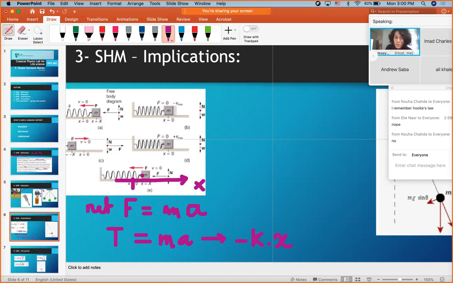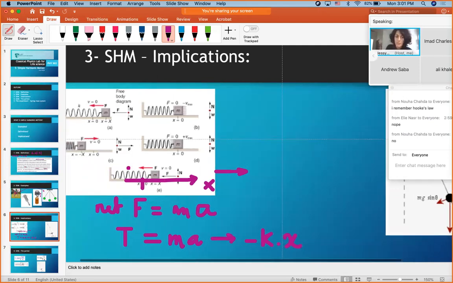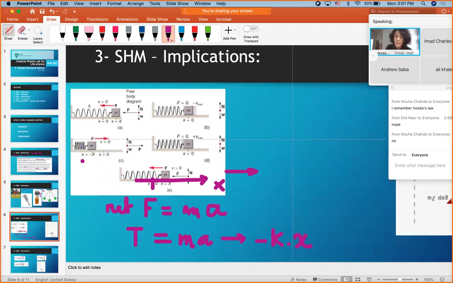So which means if I take this to be my 0, and this is my x-axis, when my position is positive, the tension is negative. So if the spring is elongated in this direction, meaning the position is positive, the tension is in the opposite direction. So when you stretch the spring, tension is to the left. In this case, when you compress the spring and position is negative, tension is going to be positive. So I'm going to replace T by negative Kx equal to MA, and this will give you directly the fact that acceleration and position are proportional.